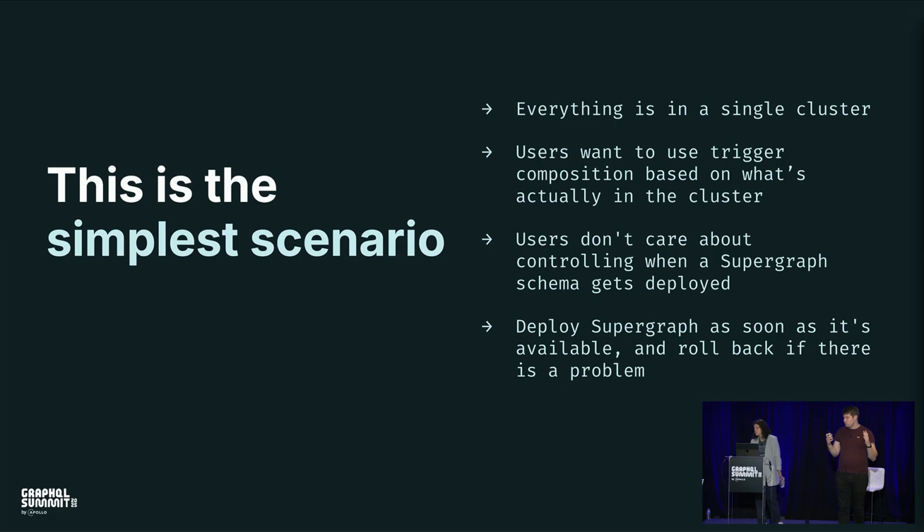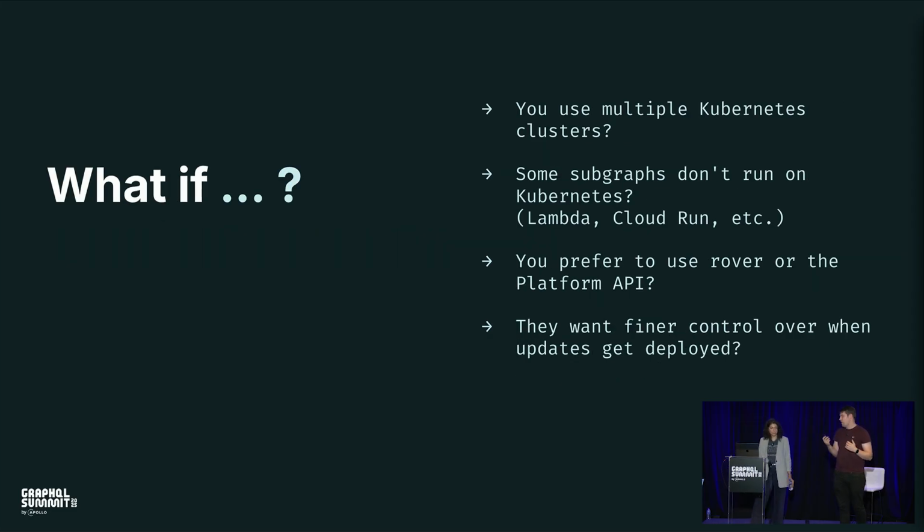But what we've talked about is a really simple scenario, where the operator conceives of everything in a single cluster. You've got users triggering composition based on what's there, and perhaps you don't care about exactly when schema artifacts get deployed, because that's how Uplink works. You just take the updates when they arrive. And so, what if you want more than that? What if you want more control?